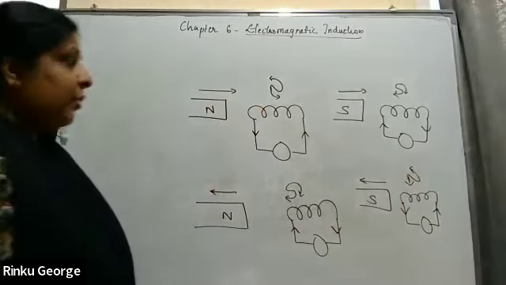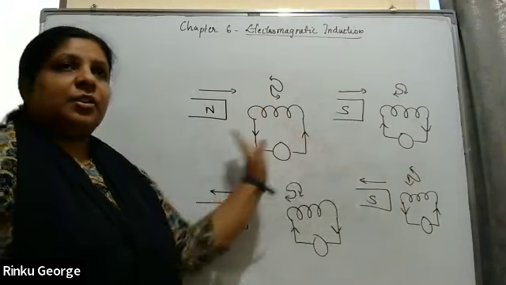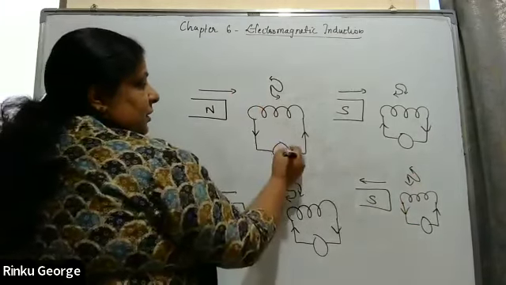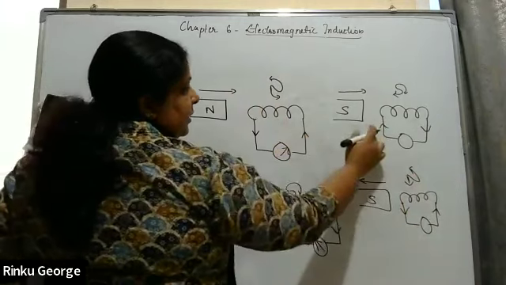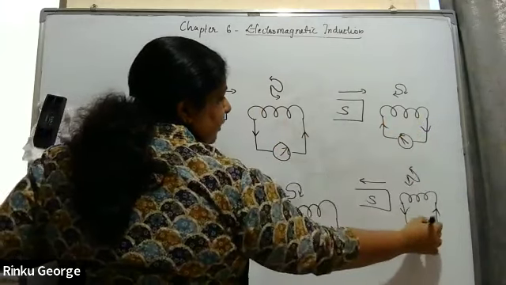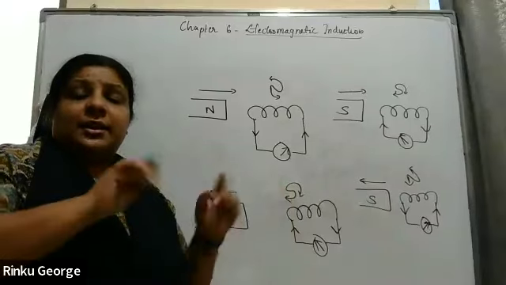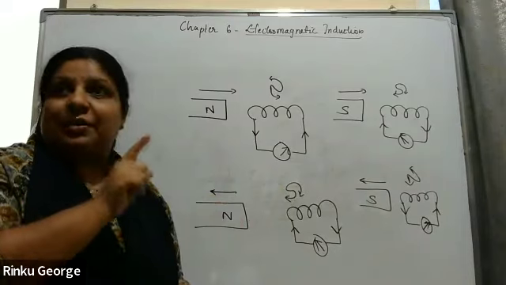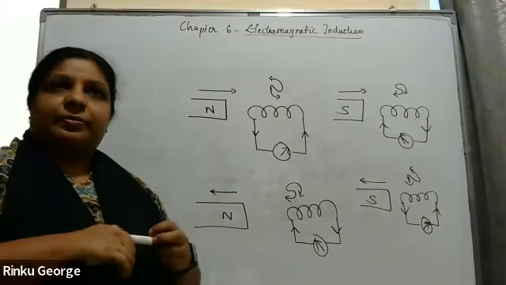Clear? Now, if the current is clockwise, the galvanometer will deflect left. If it is anti-clockwise, it will deflect right. So again, clockwise, deflecting left; anti-clockwise, deflecting right. This is a galvanometer. As I told you, whenever the magnet is coming towards or away from the coil, current will be induced, and at that time the galvanometer will show the deflection.